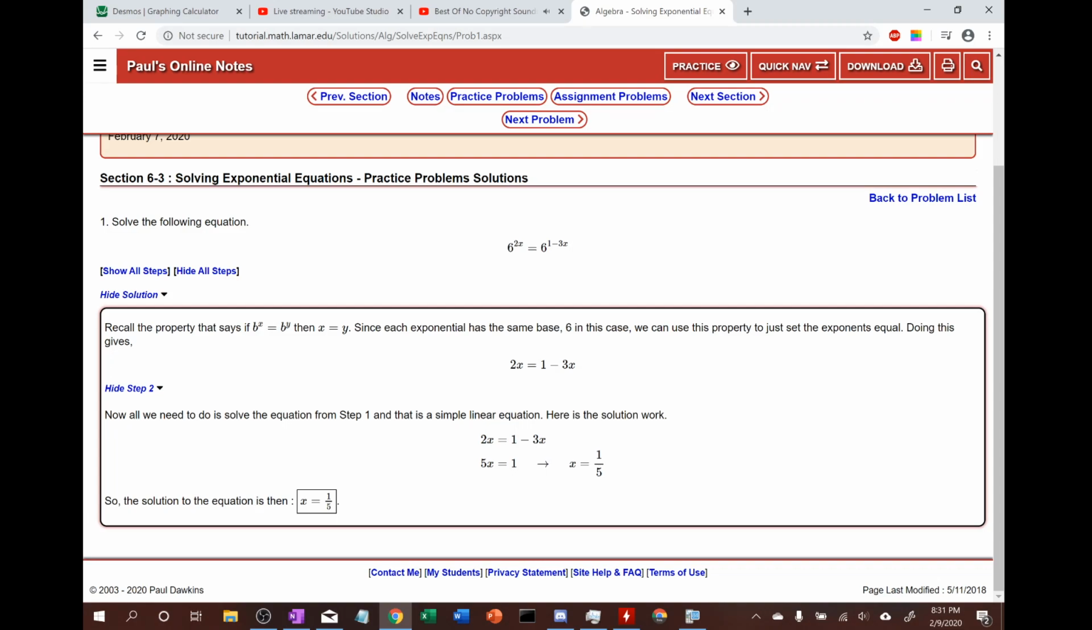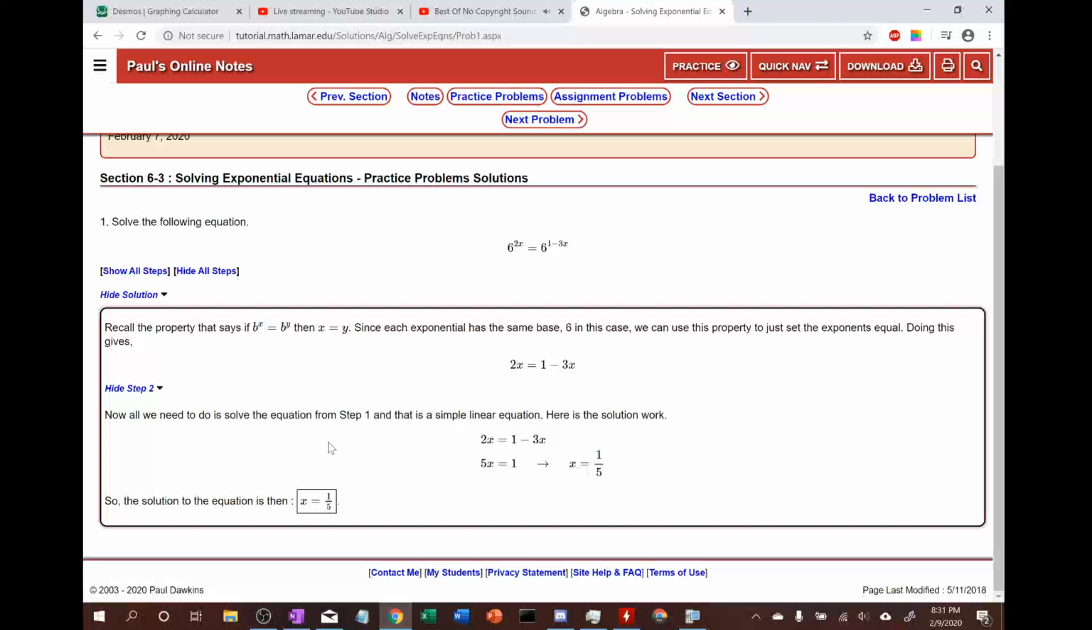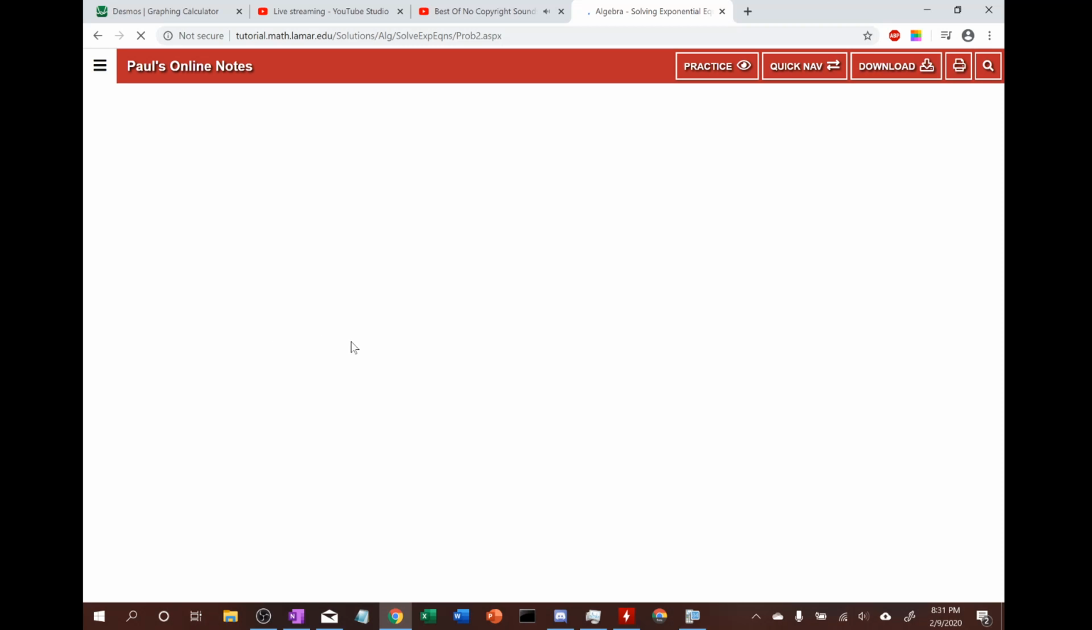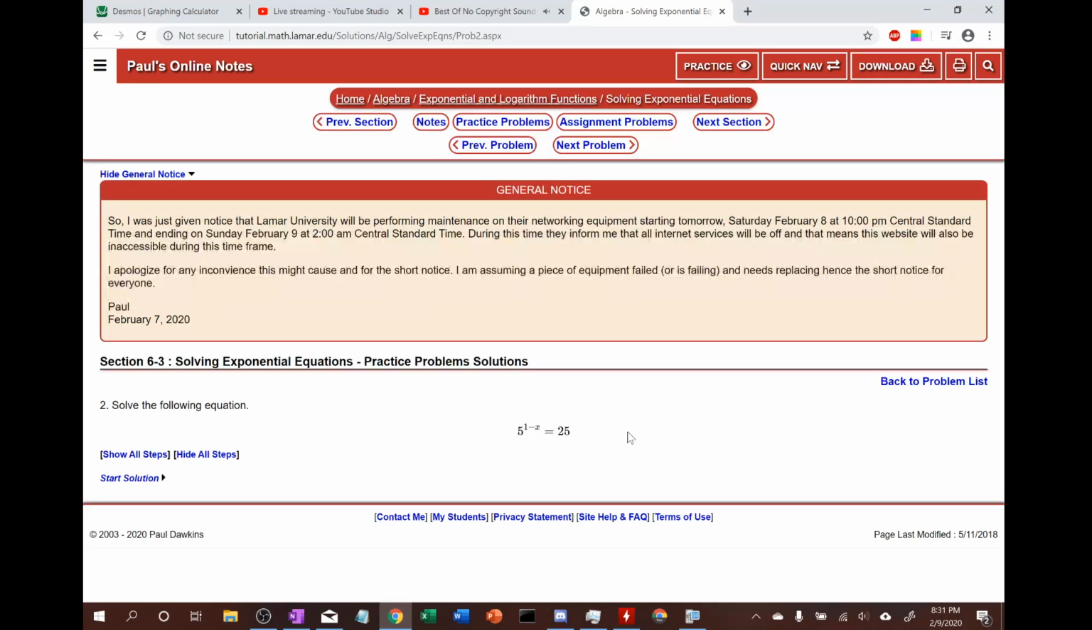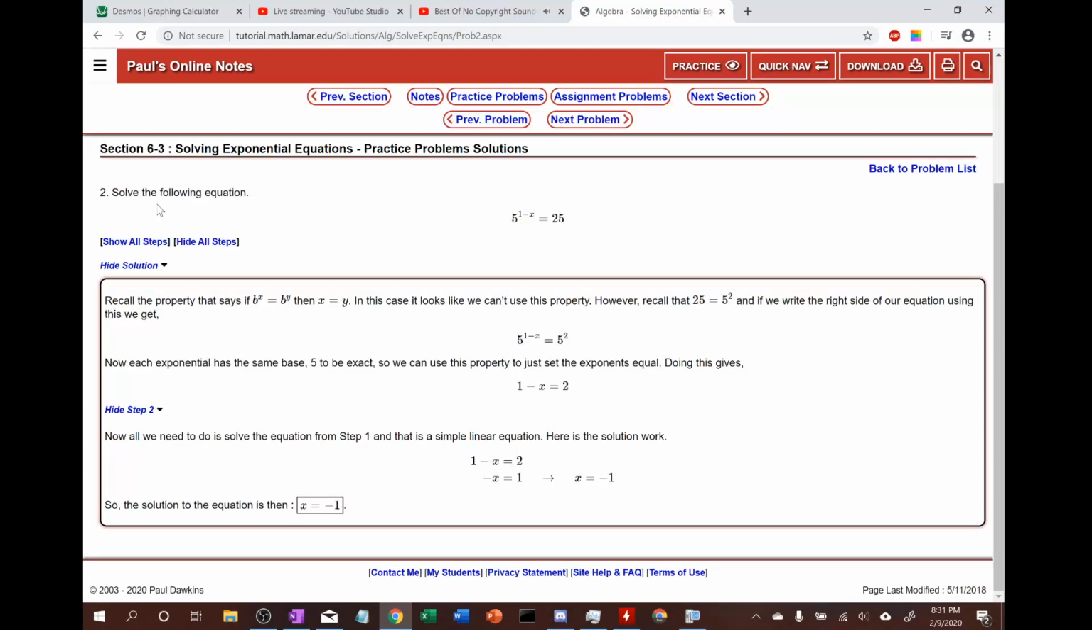Since they have the same base, right? Different bases. So this can just be set equal to 5 squared. And then that's, okay, I got it there. That's easy.